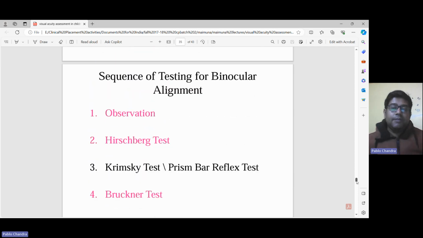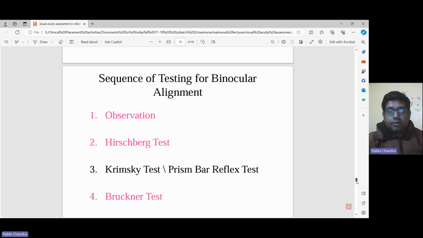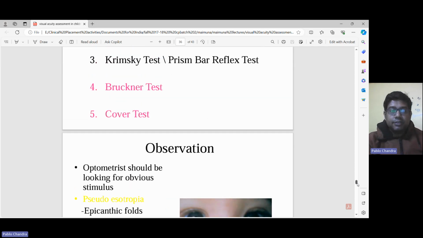Sequence of testing for binocular alignment: observation. We have to check by observation whether there is any squint or not. Hirschberg test we have to do. We will teach you what the Hirschberg test is in the binocular vision function test. Krimsky test is there, and Bachner test is there. All these tests I will tell you where we need them, and the cover test is obviously there.